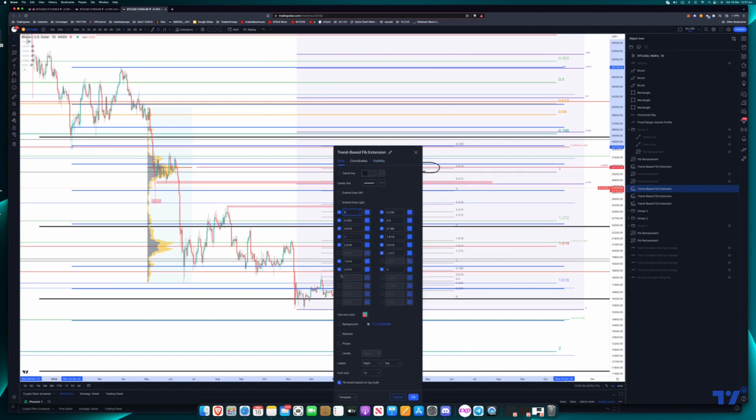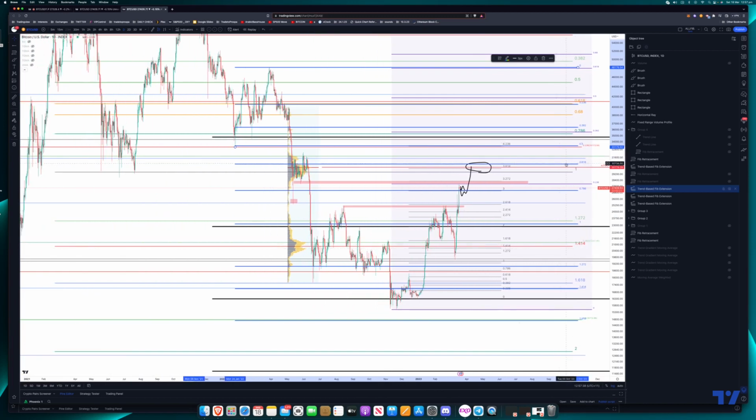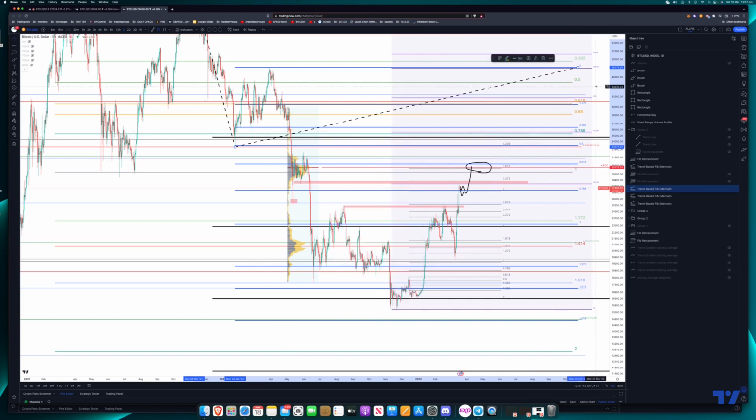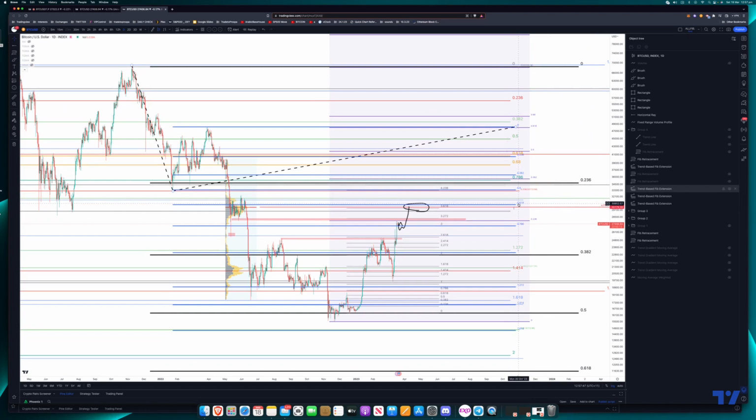Let's put the levels in there. Oh, the 0.618. Okay, the 0.618 comes from the top down, from the swing extension. So the 0.618 is definitely going to play its role there. So that's what I see.